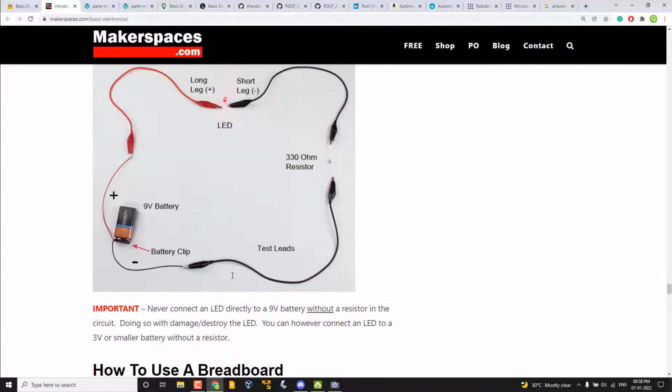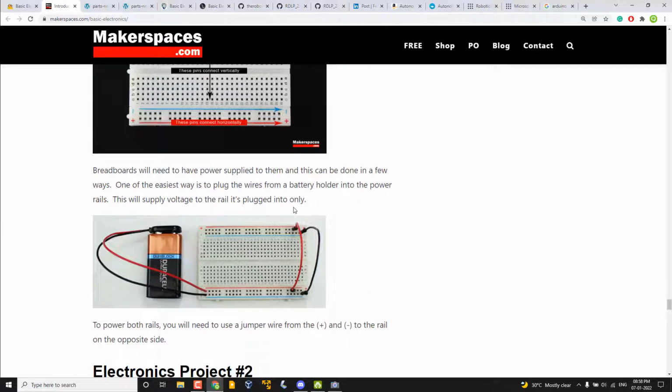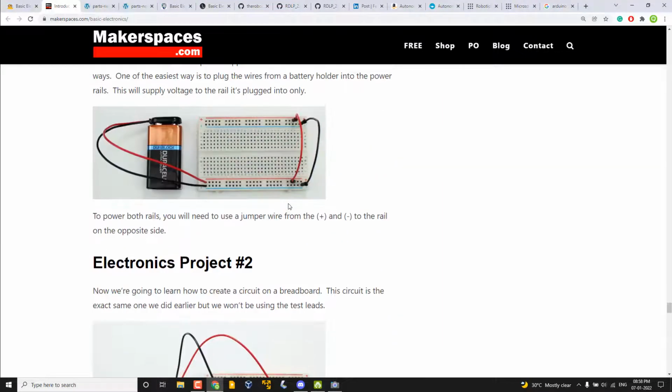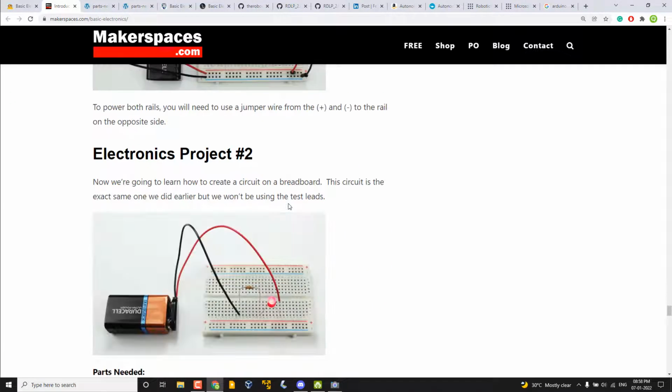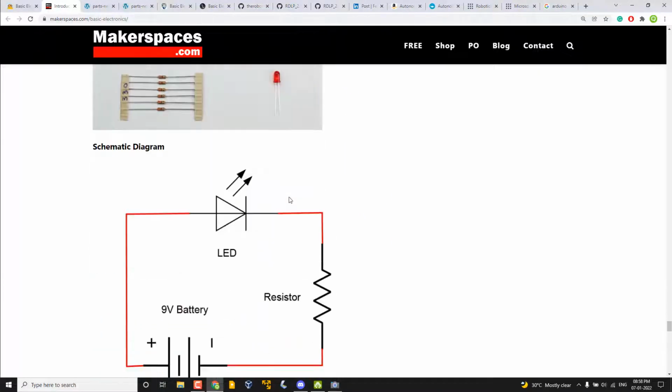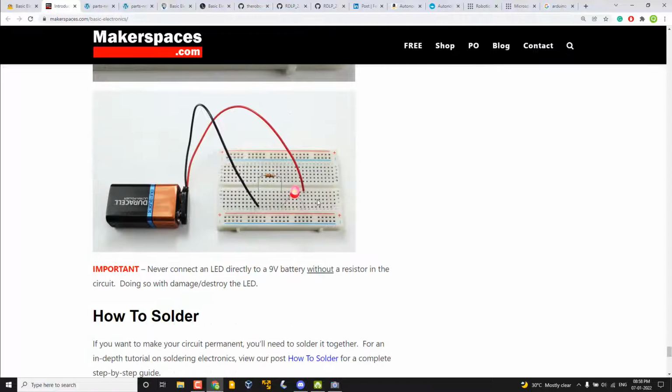There is an important point here: never connect an LED directly to a 9 volt battery without a resistor in the circuit. Doing so will damage and destroy the LED. You can, however, connect an LED to a 3 volt or smaller battery without a resistor. I think you can understand. These guys are also mentioning the breadboard, which is an easier way to prototype the circuit. Even robot circuits we can prototype. These are the common things that you will see when you work with basic electronics.